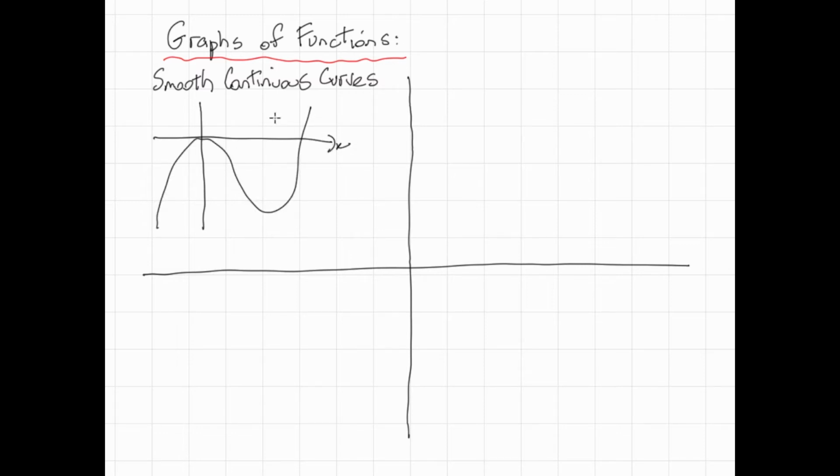So there's my x and my y, and that would be the graph of y equals x cubed minus 3x squared. Okay, so that's pretty straightforward. It's smooth, it's continuous, and it's got a curve. The next category are what we call piecewise.